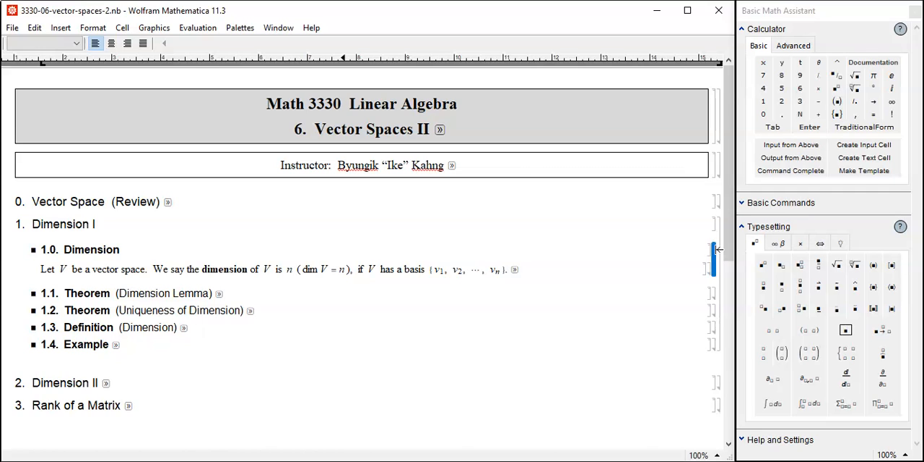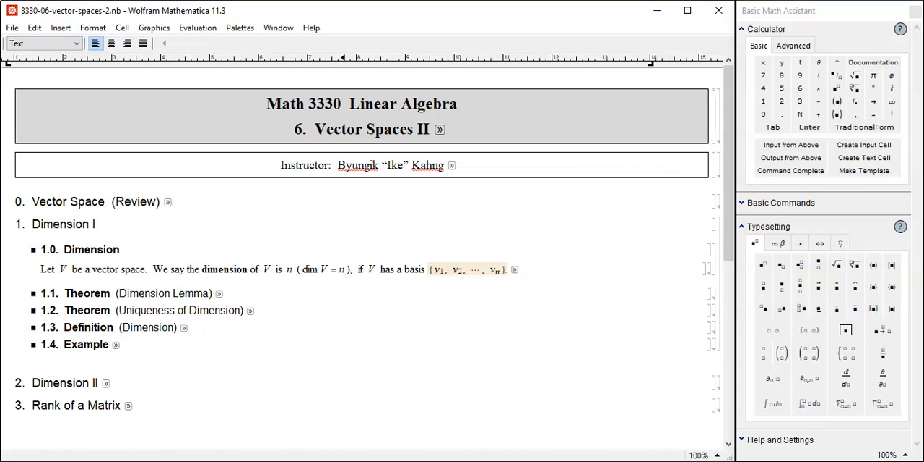Let's begin. Let capital V be a vector space, and we say the dimension of capital V is n, and we write it like this: dimension of V is equal to n, if the vector space capital V has a basis v1, v2, v3, all the way up to vn. If so, then we'll say the dimension of the original vector space capital V is n.